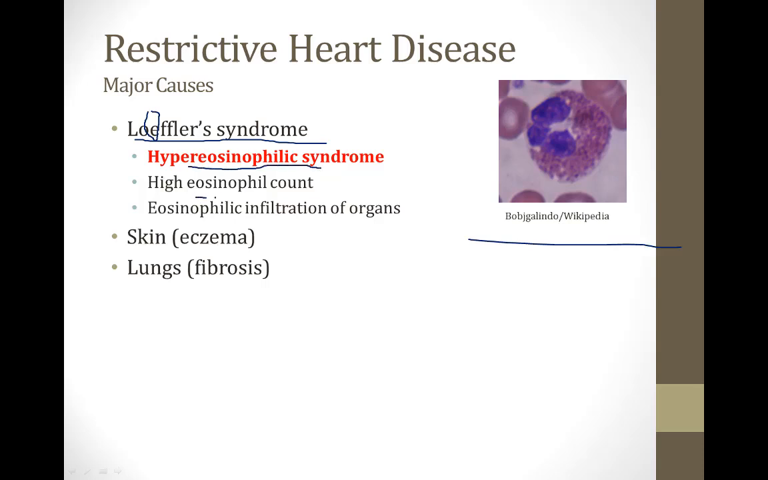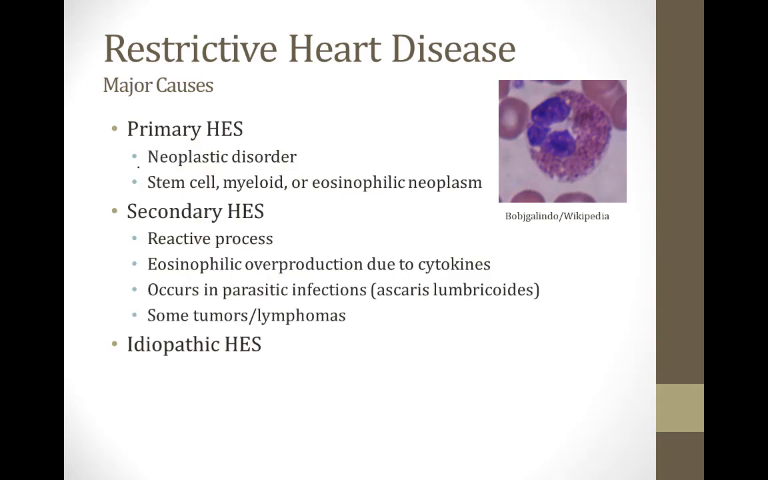These patients have very high eosinophil counts in the peripheral blood, and they develop symptoms because the eosinophils infiltrate their organs. It often involves the skin. These patients often have eczema. It also often involves the lungs. These patients develop fibrosis, but it can also involve the heart and cause restrictive heart disease.